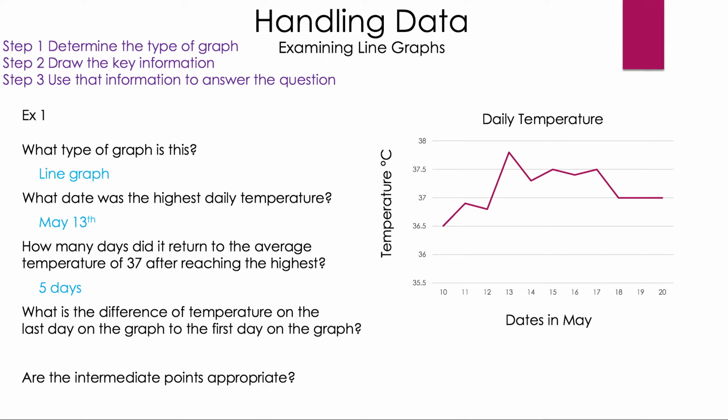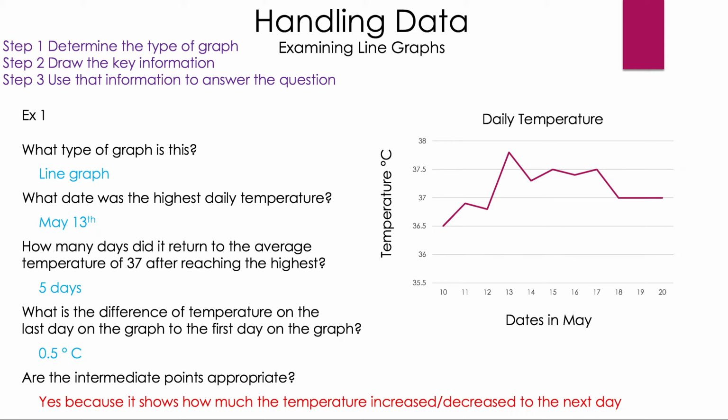Now, what is the difference in temperature between the last day on the graph and the first day on the graph? Let's draw the key information of the last day and the first day. If we subtract those two numbers, we get 0.5 degrees Celsius as your answer. Now, are the intermediate points appropriate? Sometimes they are, and sometimes they aren't. If they aren't, most likely you chose the wrong graph. In this graph, yes, they are appropriate because it shows how much the temperature increased or decreased to the next day. And then we have finished with this example.